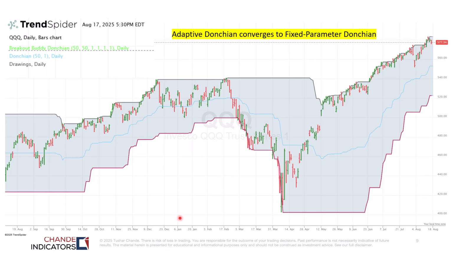So this is a very important slide where we just want to check that our programming is okay. I've plotted the basic Donchian channel with 50 days and a 1-day offset, and then the Breakout Buddy channel with fixed values, that is 50-50 and 1-1. So the two channels should plot right on top of each other, and they do. So the adaptive Donchian has converged to the fixed parameter Donchian. And if you look here, you can subtly see some green shaded regions, and over here we have some subtly red shaded regions, just to show you that both the indicators are here. So that's good to know that the computations seem to be working as expected.